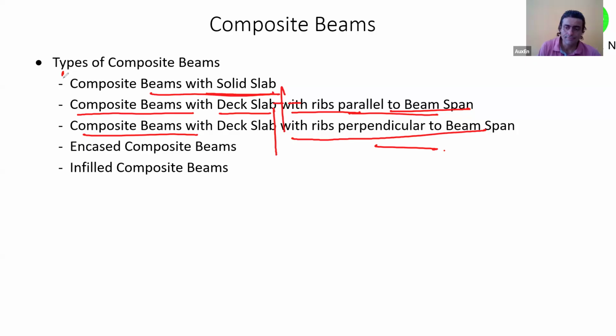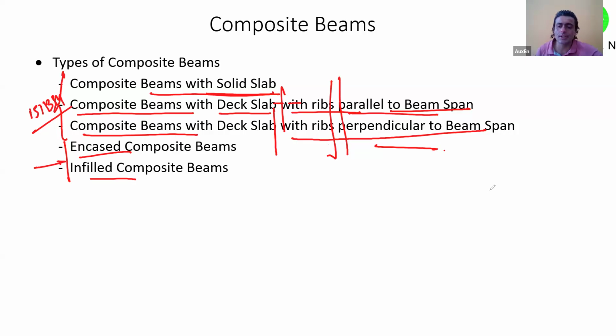The good part is that the IS code in depth covers all these three conditions. So we will discuss these three conditions in detail. IS 11384 does not cover these two conditions directly, the encased and the infilled beams, for which we will use some jugaad work to discuss. But we will discuss all these types. We will make Excel sheets. In fact, our Excel sheets are also ready that we will be using in this course for all these types of beams. Any confusion or question you want to ask related to composite beams till now?